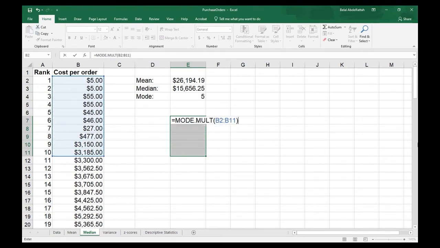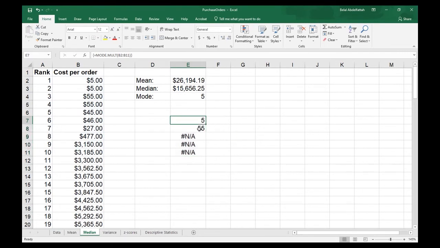Now, I don't want to hit enter because it will just populate one mode. So I would have to hold down on my keyboard the buttons Control, Shift, and Enter. And you'll notice that there are two values that got populated. So the number 5 and 55 would represent the mode in what I just selected. And then these NAs are just basically letting you know there are no other modes. So it's a little bit tricky when you're using the mode function, but hopefully this gives you some clarity.